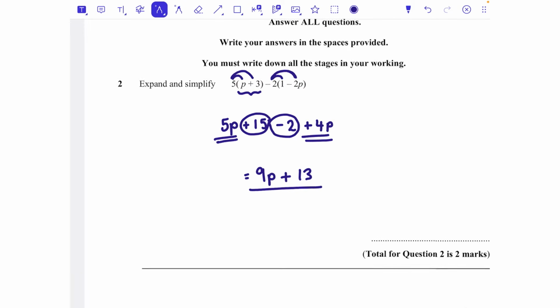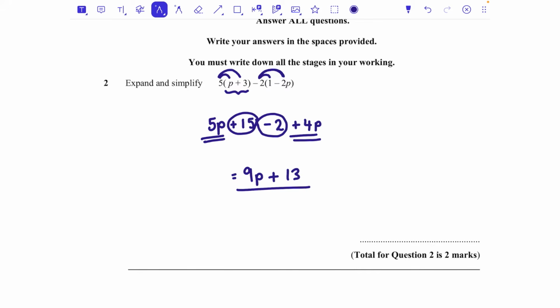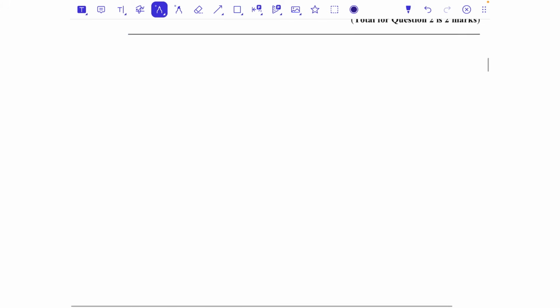It doesn't matter if you wrote it the other way around, 13 add 9p. But I'm just going to put 9p add 13. You cannot pop that together and make it 22 because they're not like terms. The 9 is with a p and 13 is the constant term on its own.